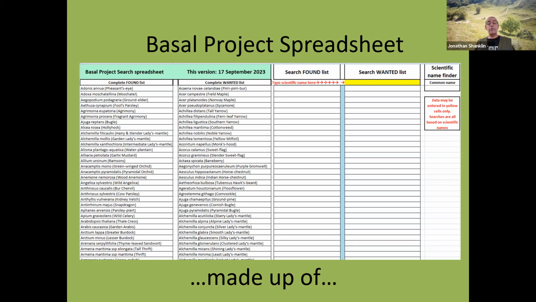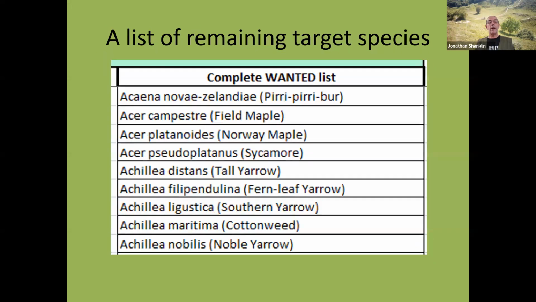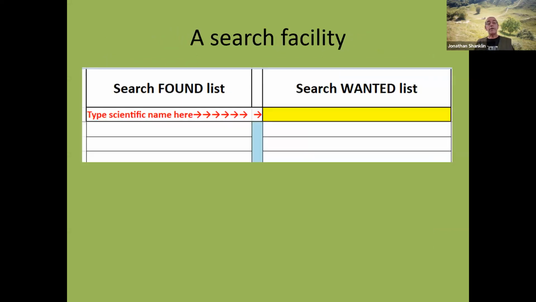So on this downloadable spreadsheet, this is what it looks like when you open it up. Just to break it down, a list of species that are on the website. Notice the Adonis annua very nicely sitting at the top there, which was a very nice find for myself and Sally in VC3 last year. A list of remaining target species out of the 2,500. Then we have a nice search facility. Now, it only searches by scientific name, but that'll be explained in a second, the help for that.